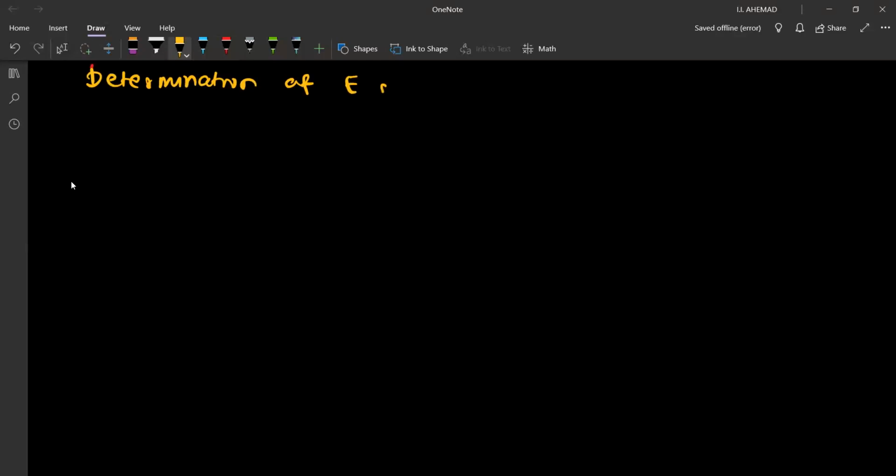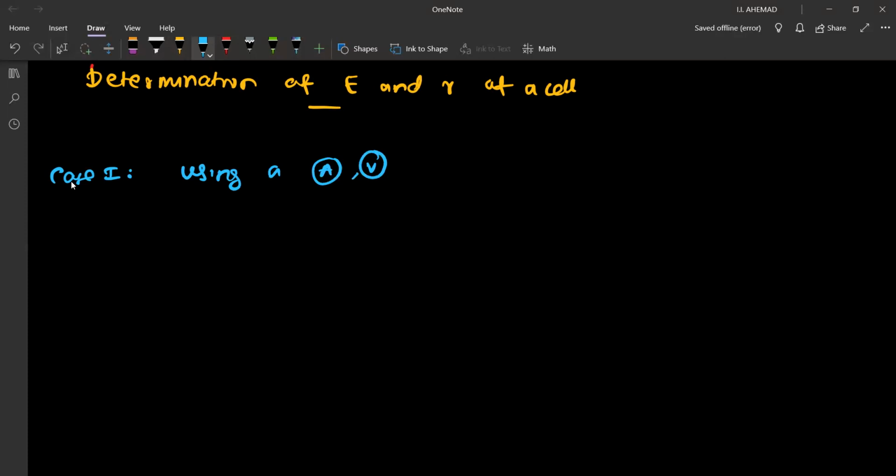Okay, so the topic for today is we have a few experiments to discuss. Determination of E and R of a cell. E is the EMF and R is the internal resistance. So case 1, we can use an ammeter and a voltmeter.